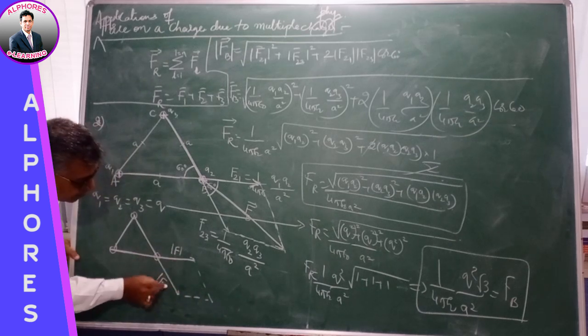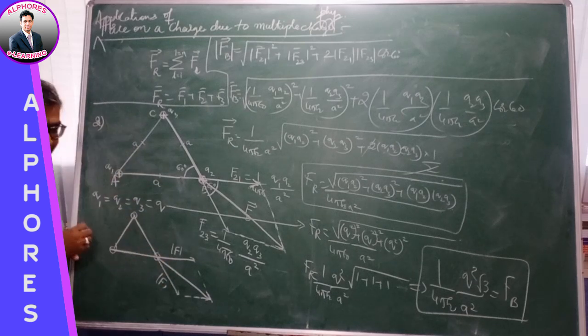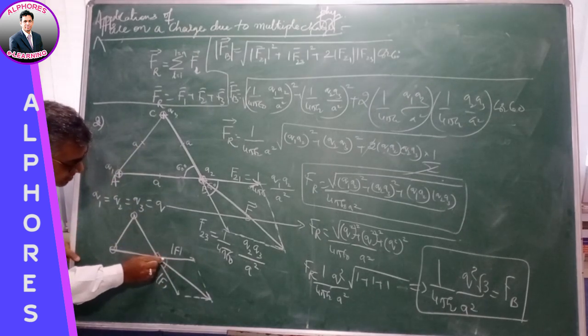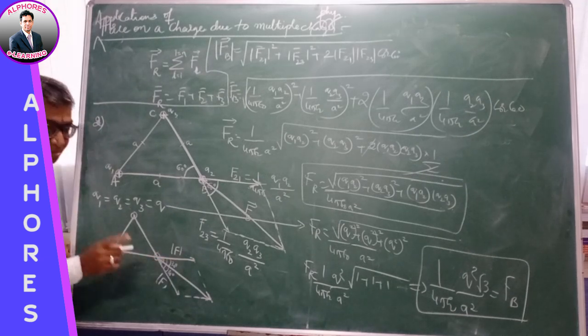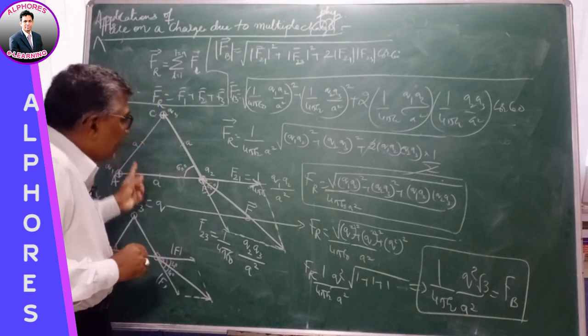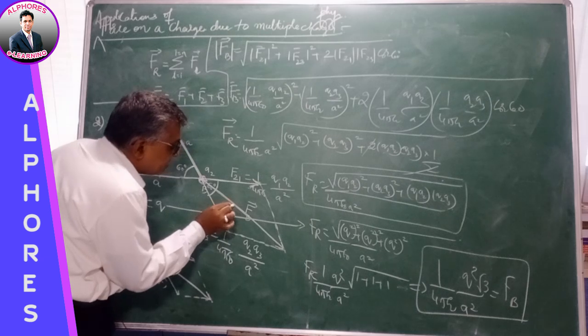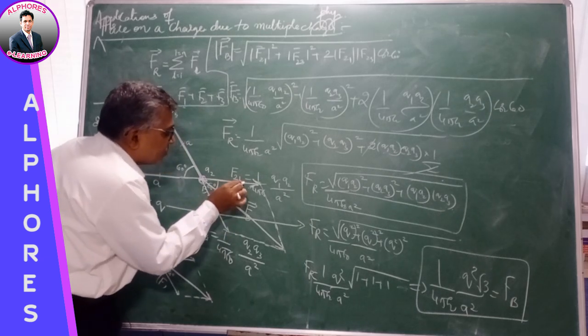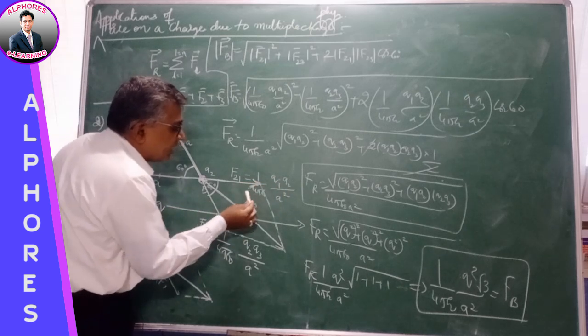If they are of same magnitude, then the resultant vector is the angular bisector. So the resultant vector is the angular bisector in the sense that the total angle is 60 degrees, so this will be 30 degrees, this will be 30 degrees. Mind you, if these three charges are of different magnitude, then this force is either nearer to this vector or that force. Whichever magnitude is more, the resultant force tends to that.